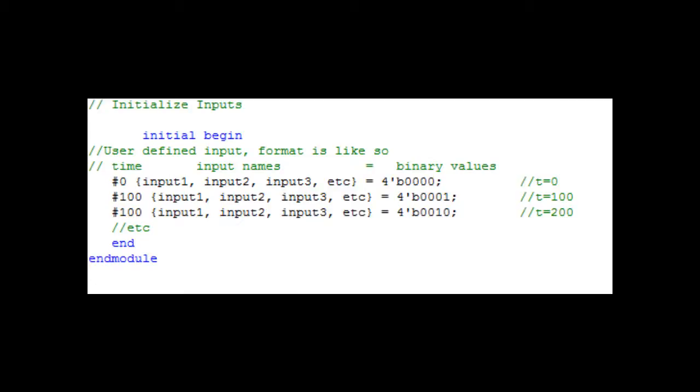Once you've deleted it, under Initial Begin, you want to start writing up your test times and such. First, you type pound time 0, open brackets, your input variables, close brackets, equals 4'b, the initial binary value, semicolon, and 2 forward slashes, which means comment, and type in the time just for your convenience. Go to the next line and repeat this process. This time, instead of pound 0, it's pound 100, and of course don't forget to change the binary values and time. For subsequent lines, it'll stay at pound 100. Once you've finished, type in end on the next line and save it.